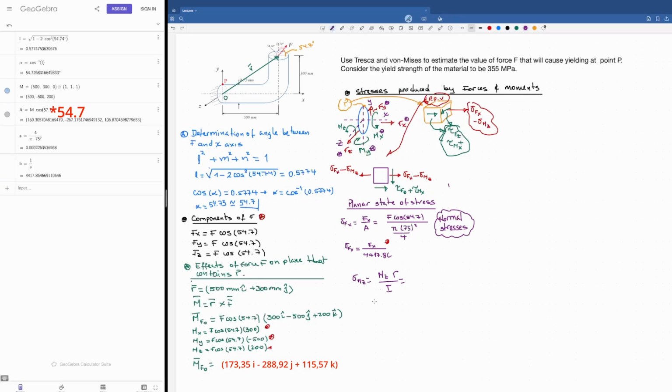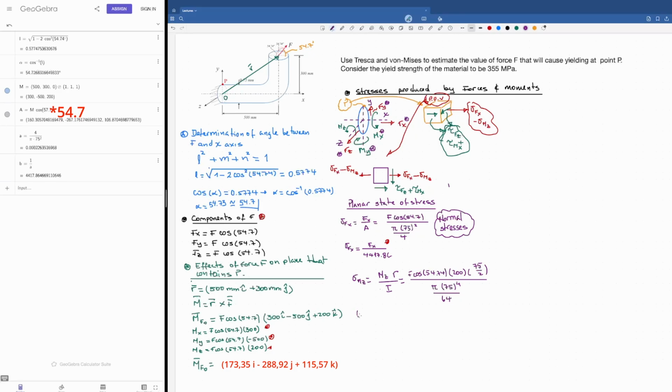And this is going to be, let's write down the moment here. What was the first one? Let's write it complete. So F cosine of that angle, 54.74, times 200, times the radius, which is diameter divided by 2, then that divided by the moment of inertia, and the moment of inertia of a circular section is going to be pi times the diameter to the power 4, divided by 64.